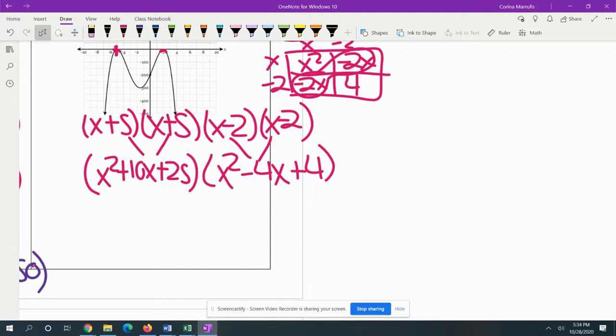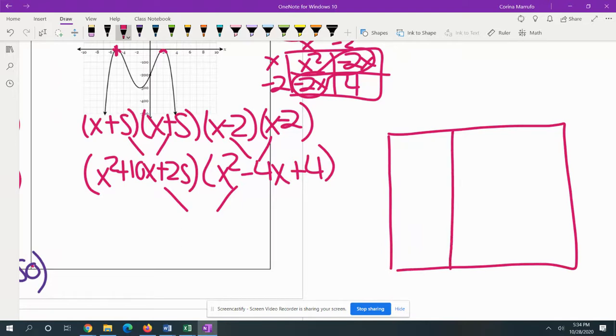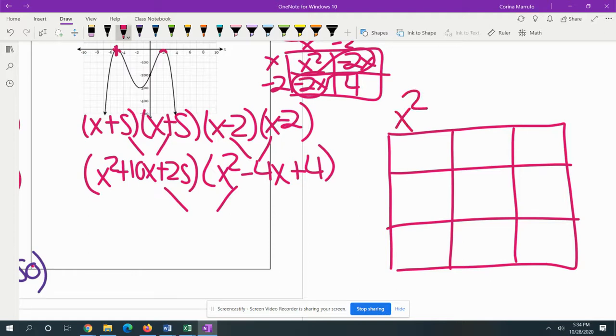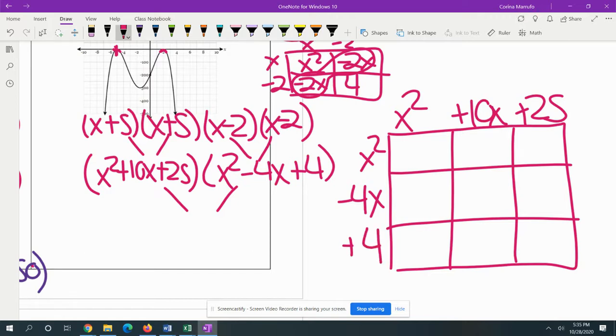Okay, now we have these two polynomials. We still need to multiply these two together. So I'm going to go ahead and make another box. This one's going to be a little bit bigger. It's going to be a 3 by 3. Okay, so we have x squared plus 10x plus 25. This one we have x squared minus 4x plus 4. So x squared times x squared gives me x to the 4th power. X squared times negative 4x gives me negative 4x to the 3rd power. X squared times 4 gives me 4x squared.